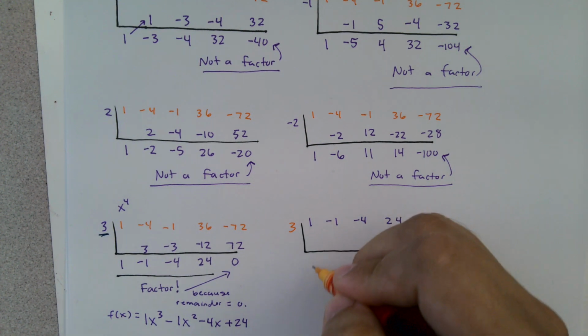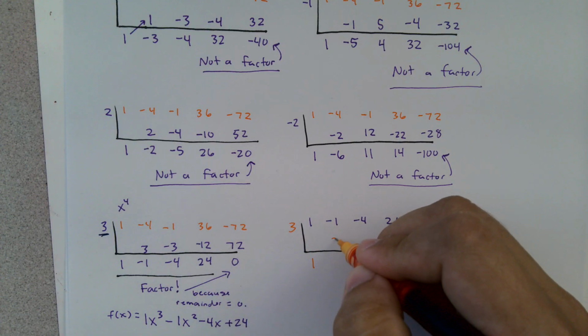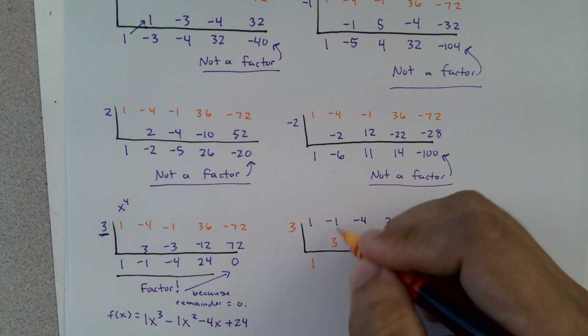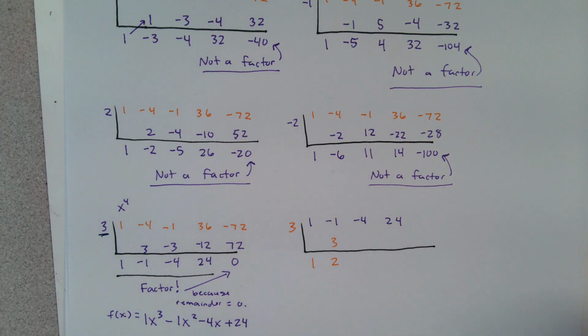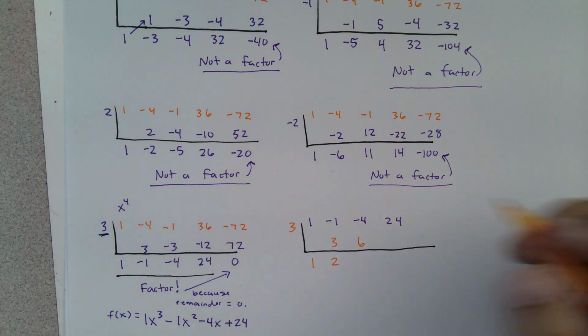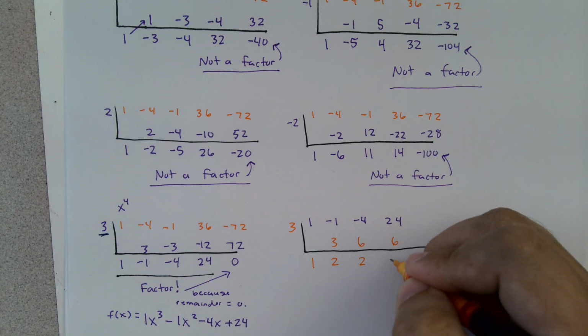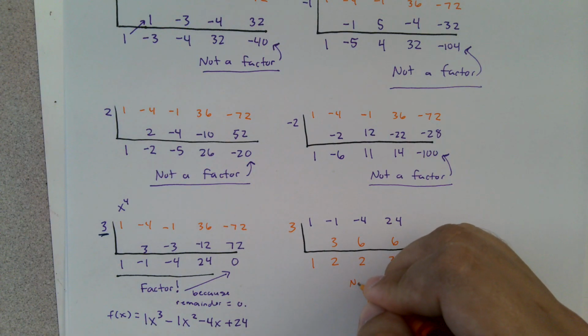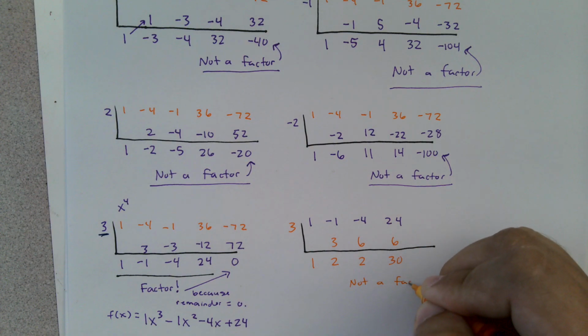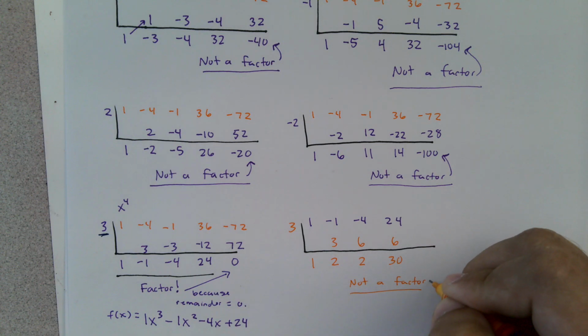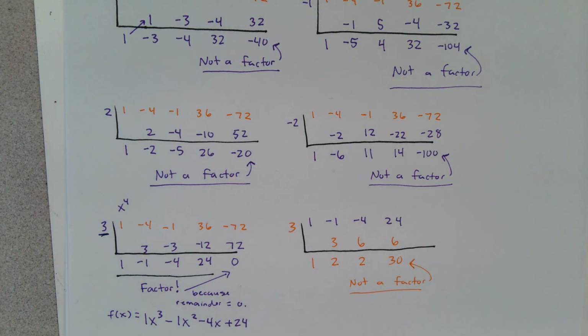So 1, bring the 1 down. 3 times 1 is 3. -1 plus 3 is 2. 3 times 2 is 6. 6 minus 4 is 2. 3 times 2 is 6. 24 plus 6 is 30. Not a factor. That is not a factor.